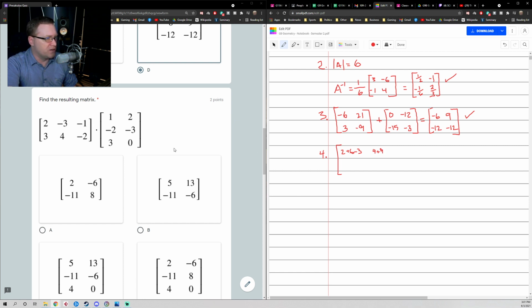And then -1 times 0 is 0. So that's it. All right. So that's the first row. Now let's look at the second row. So we want the second row, first column.